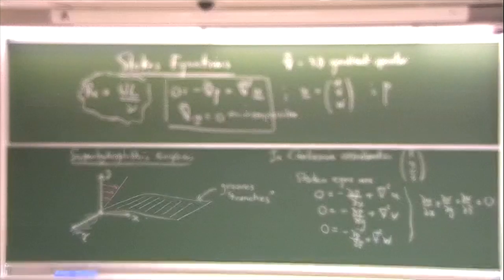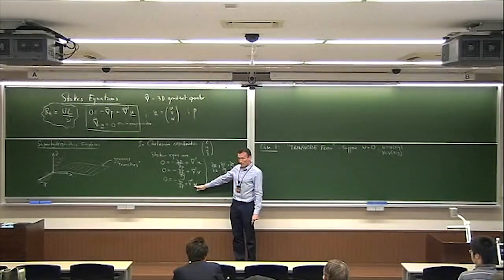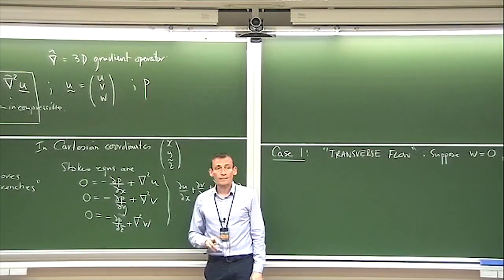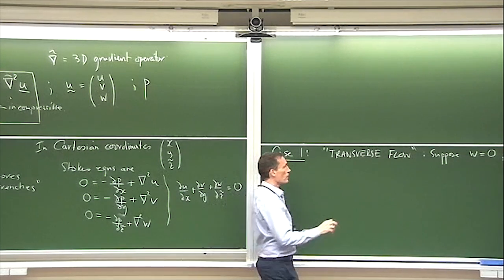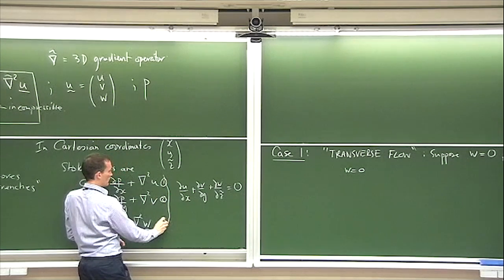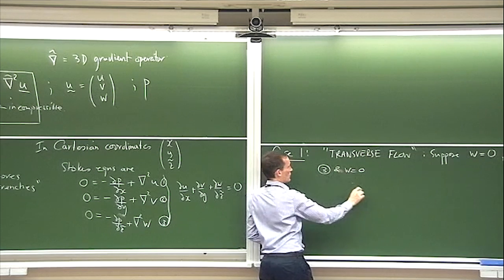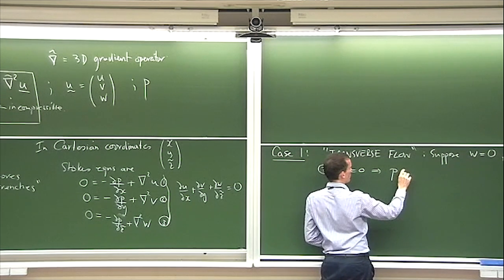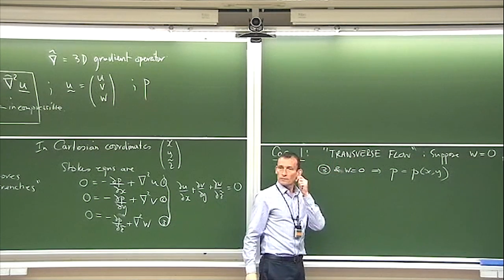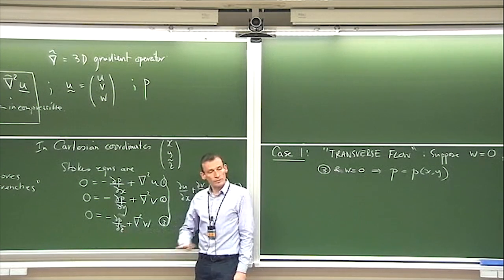Then we get a simplification here, of course. What does this one tell us? Well, W is zero, which tells us that dp by dz tilde is zero. Let's label these. So 3, and W is equal to 0 implies that P is just a function of X and Y. Because this is 0, so dP by dz tilde is 0. It doesn't depend upon z tilde.